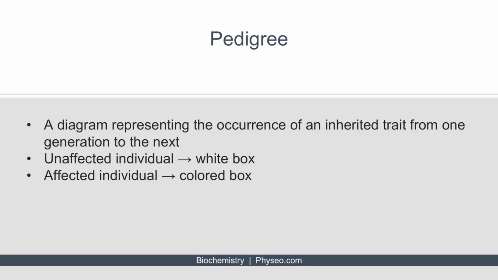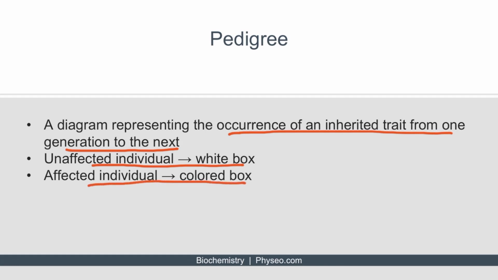Let's get started. Modes of inheritance are often studied by using pedigrees. A pedigree is simply a diagram representing the occurrence of an inherited trait from one generation to the next. In a pedigree, there are colored boxes and white boxes. Unaffected individuals are represented by white boxes, and affected individuals are represented by colored boxes.